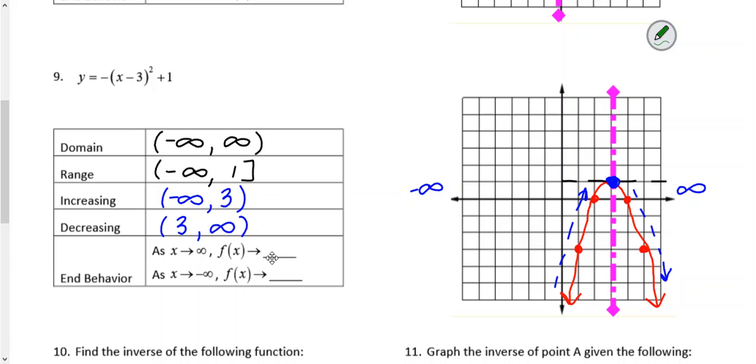End behavior asks about your arrows. So as x approaches positive infinity, positive numbers are on the right. So my right arrow pointing down, negative infinity. As x approaches negative infinity, which is to the left, left arrow still pointing down, negative infinity.